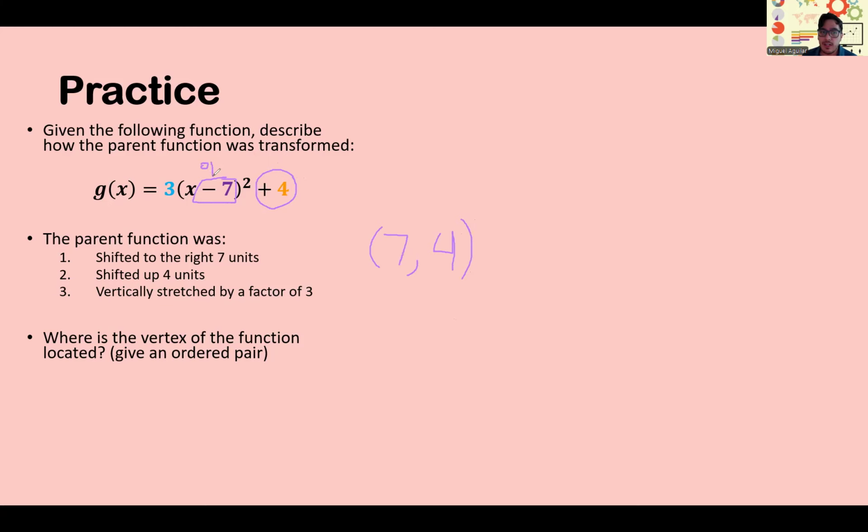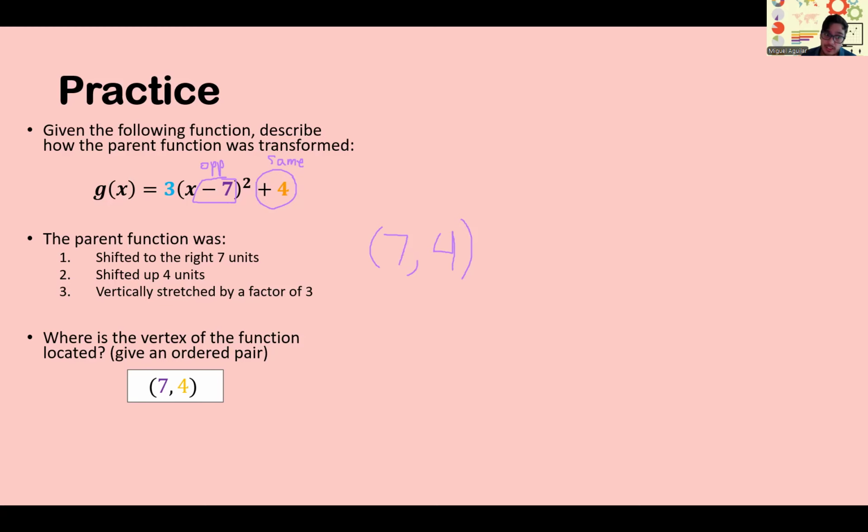I'm going to put over here: opposite for this one, same for this one. Okay. And so if you can identify that just by looking at the equation, great. You've just answered this question. 7 comma 4 is the location of the vertex. Okay.